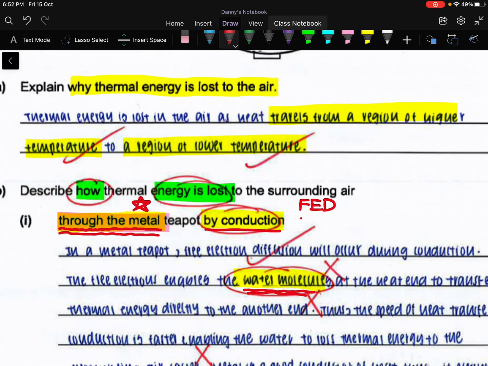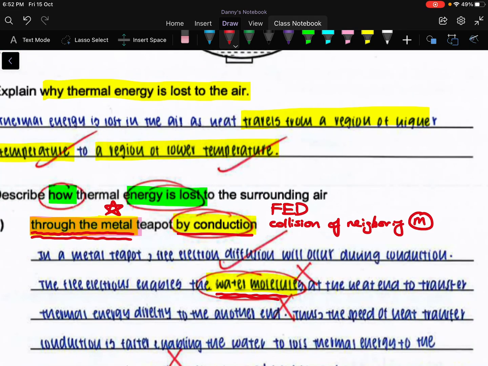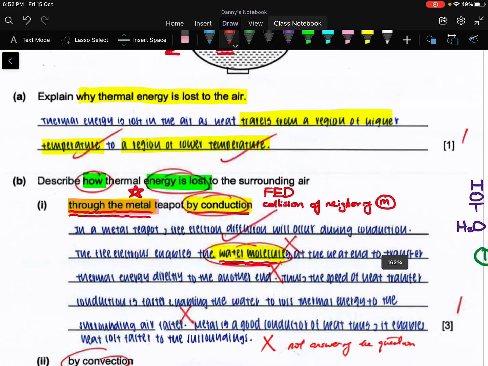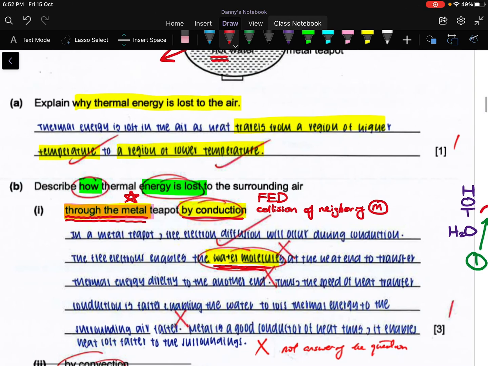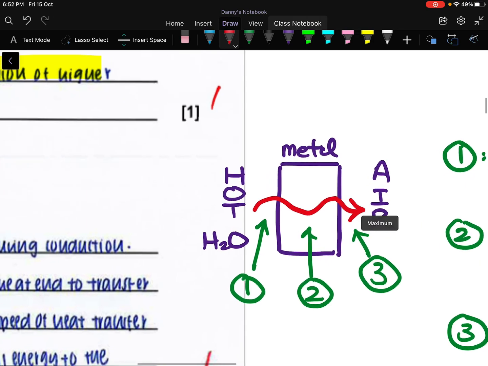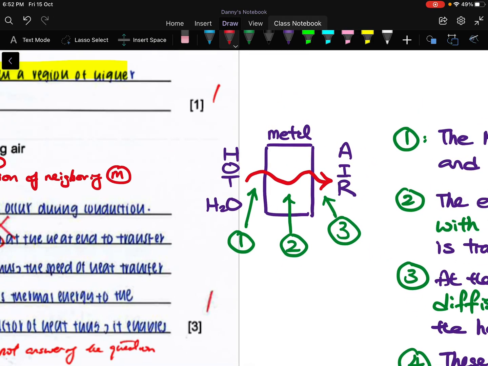Another thing you need to talk about is, of course, the transmission of energy through the collision of neighboring particles. So this is some of the keywords that you would need to have in your answer when you talk about conduction. So for B part 1, if you are unable to score very well, what it means is that you need to talk about the mechanism in steps.